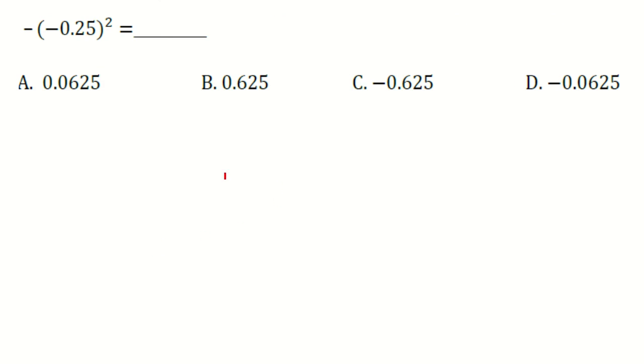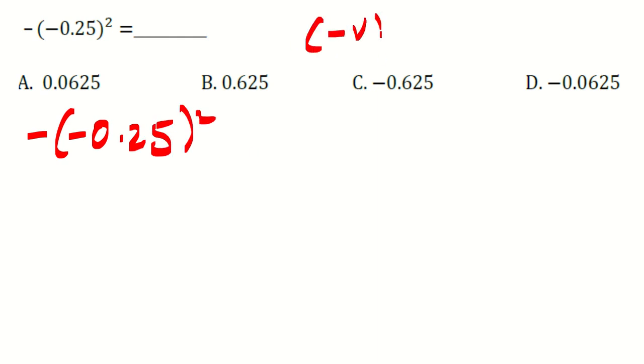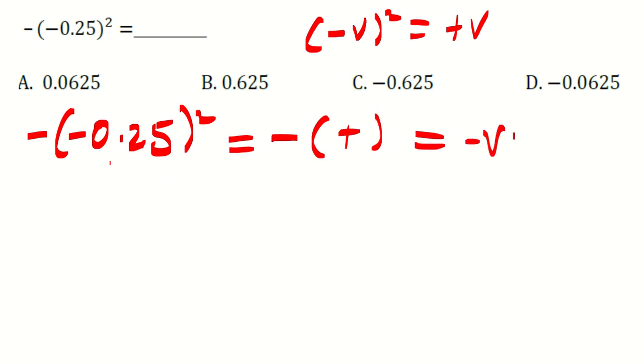Okay, let's continue. The next question says negative of negative 0.25, the whole square. First of all, negative of any number squared will be positive. Don't forget that. But negative of positive will finally be negative. So from the choices, A and B don't work, because the answer must be negative. How do we know? Because the square includes this negative, so this negative will be eliminated because of the square. It will be positive. So positive times negative will necessarily be negative.